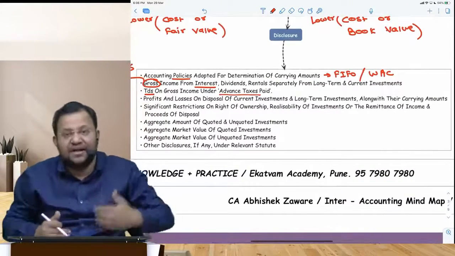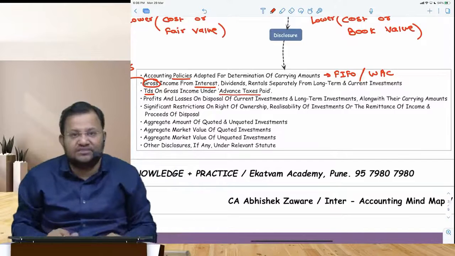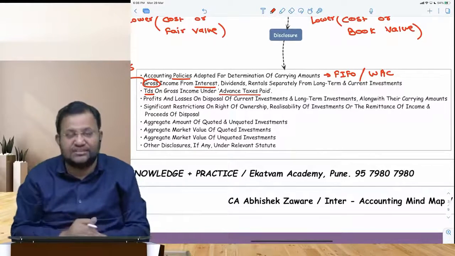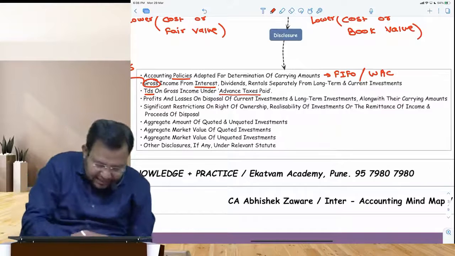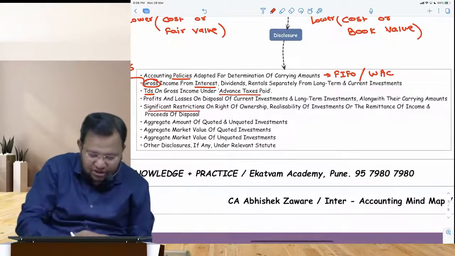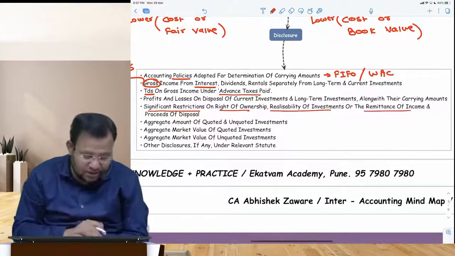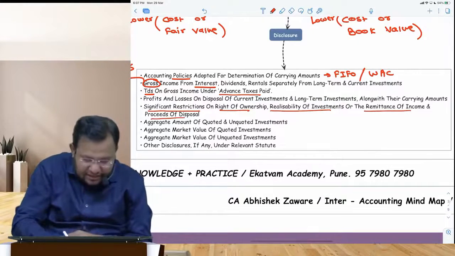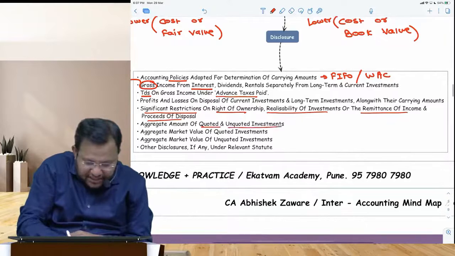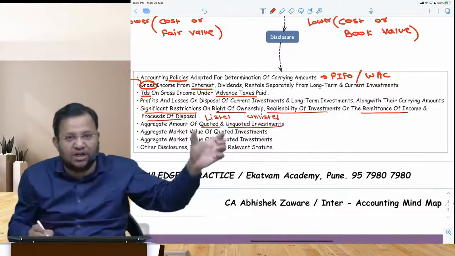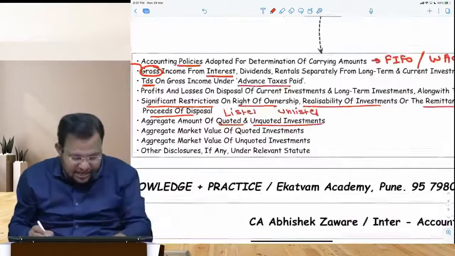If you have made an investment in securities of some company which is in a foreign country and there are restrictions on selling that investment, write about significant restrictions on ownership or realizability of investment or remittance of the proceeds of disposal. Aggregate amount of quoted and unquoted. Quoted is listed and unquoted is unlisted. You should give the breakup out of total, how much is listed, how much is unlisted.